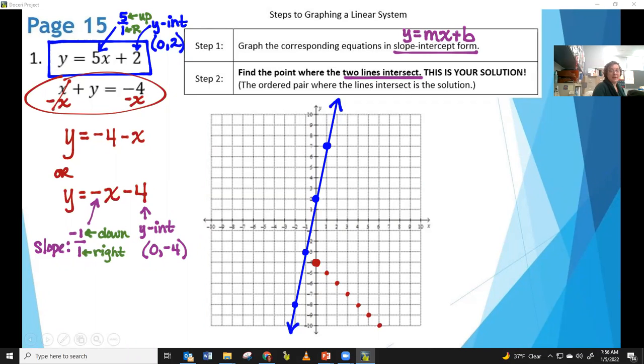Can I get more points on there? Yes, tell me how to get more points. Up 1, left 1, shift everything backwards. Oh, when I do that, it hits my blue line right there. Grab my straight edge, draw this in.